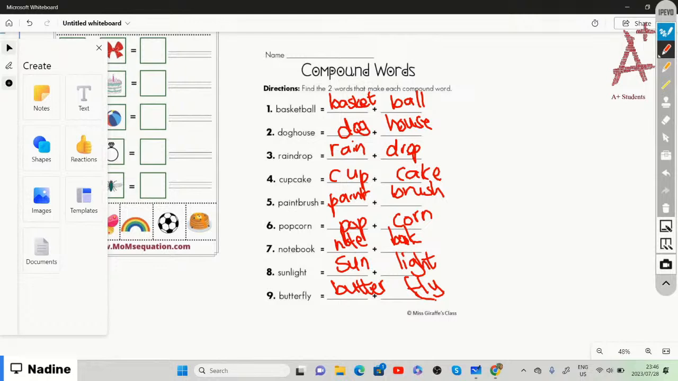So these are basically compound words, and we see that compound words are two small words that we combine together, and then we create a compound word. So it is either basket plus ball, and you need to find what the compound word is, or the compound word is given in this case, and then we need to separate or break up that word, right?